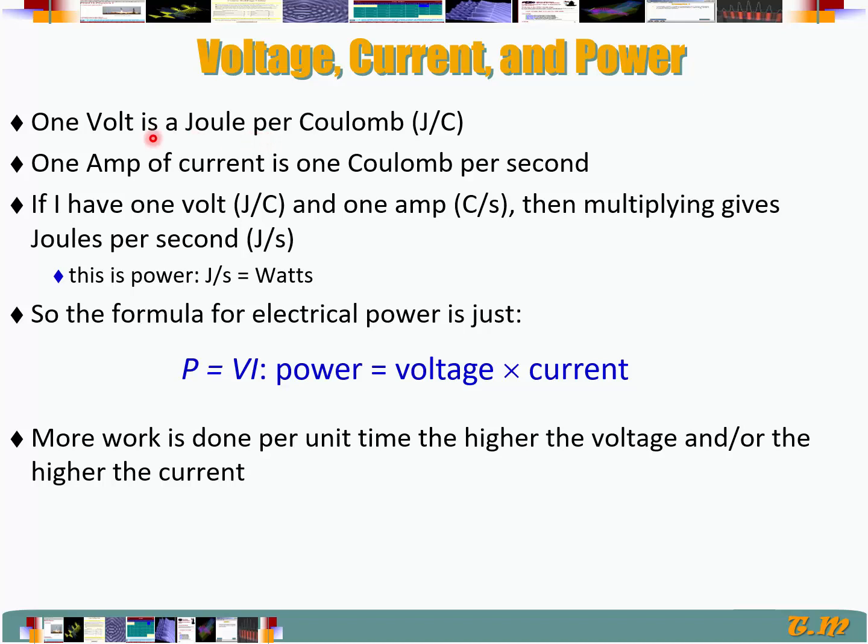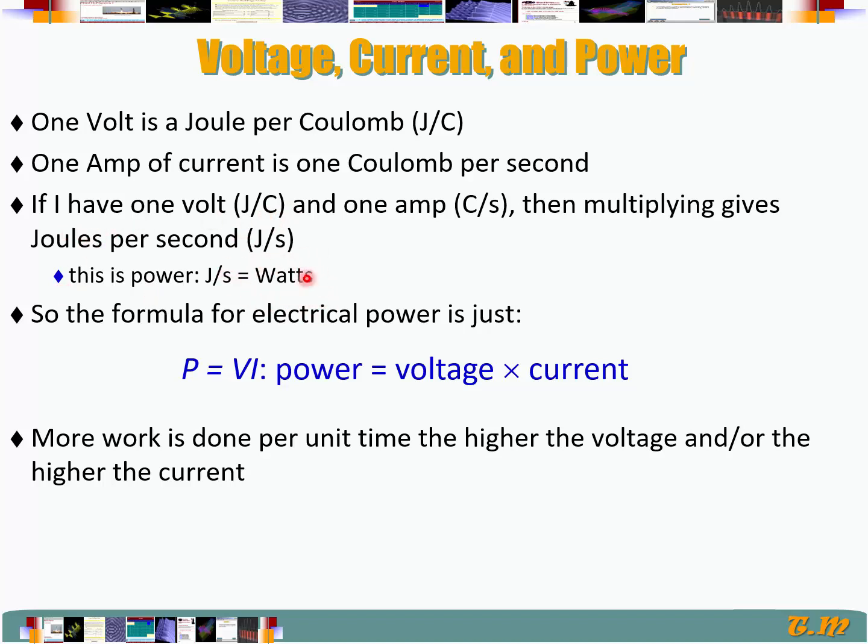Okay, so we know that 1 volt is 1 joule per coulomb. We know that 1 amp of current is 1 coulomb per second. So if we multiply 1 volt by 1 amp, we get joules times coulombs over coulombs seconds. The coulombs cancel out and we are left with joules per second. What's joules per second? That's the unit of power.